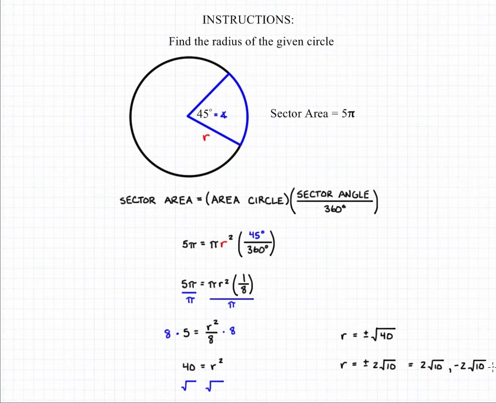We know that the radius, because it's a length, has to be a positive value. And so our final answer is r equals 2 times the square root of 10.